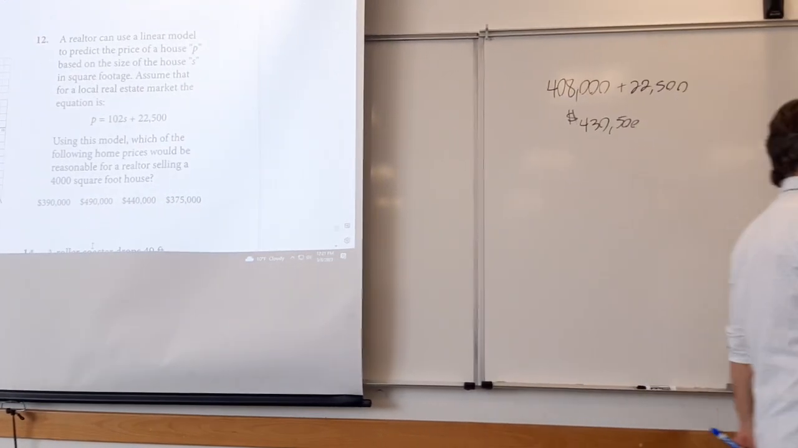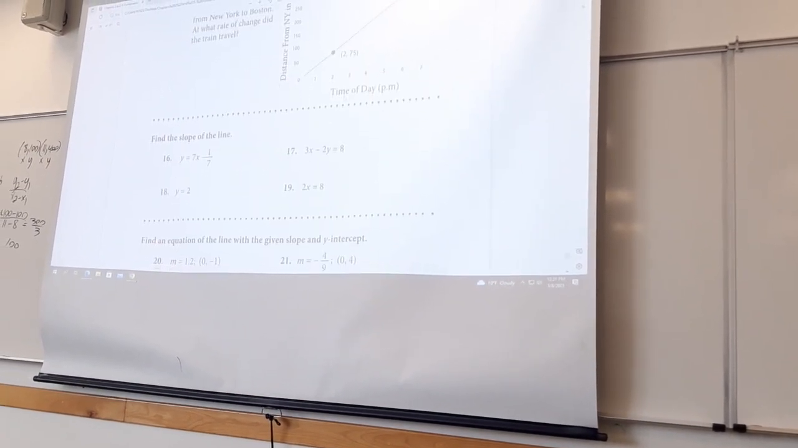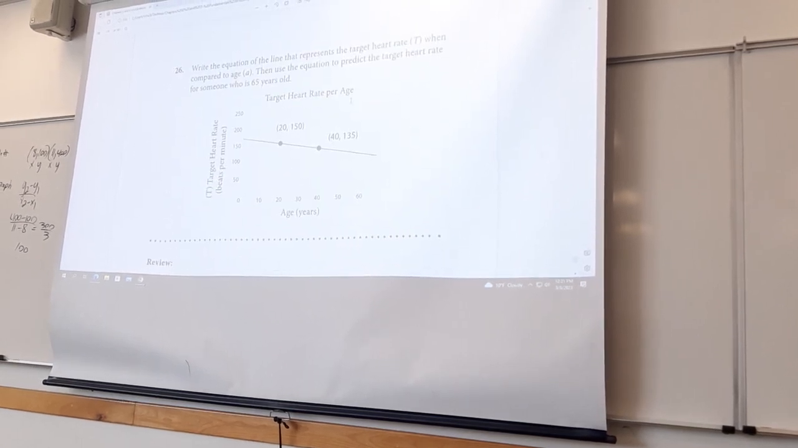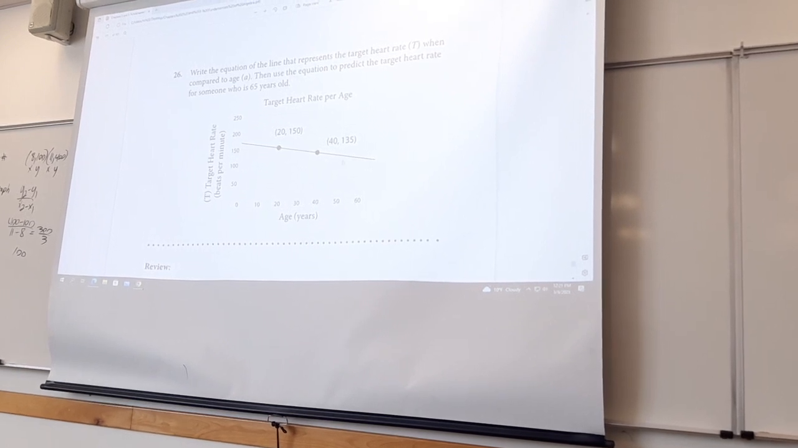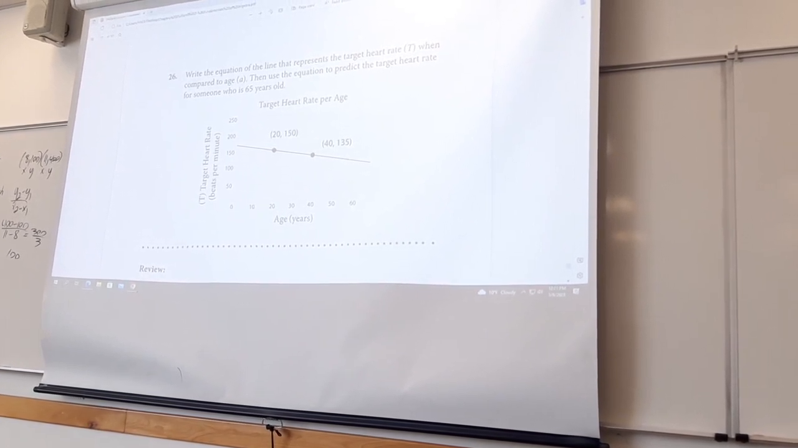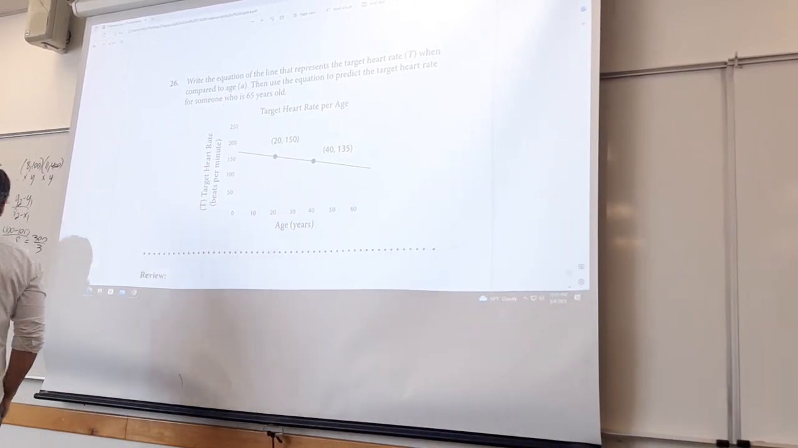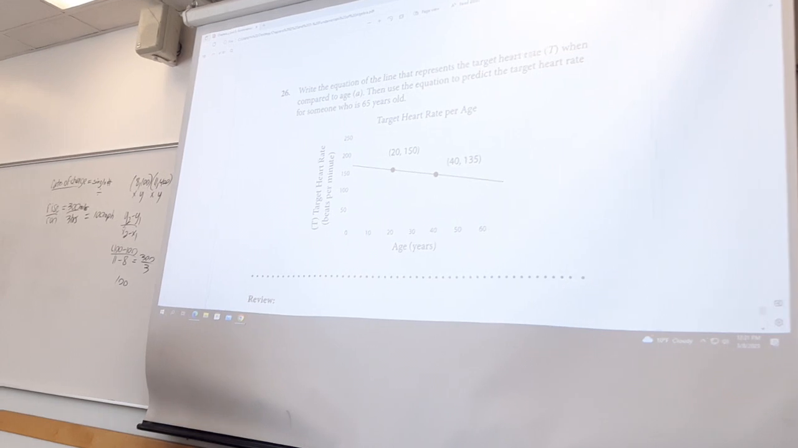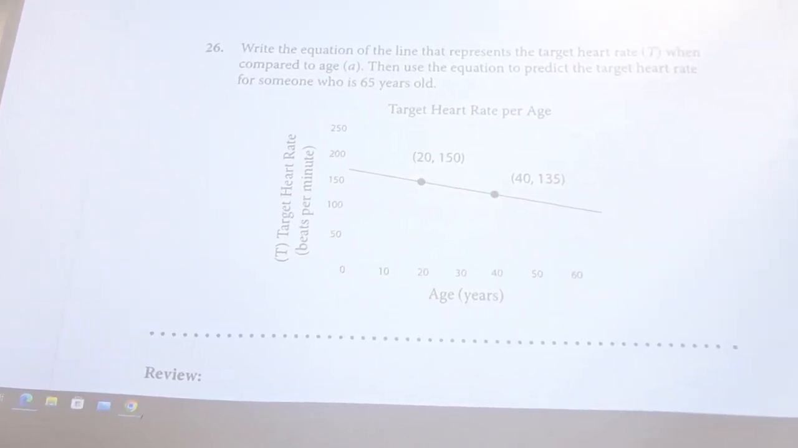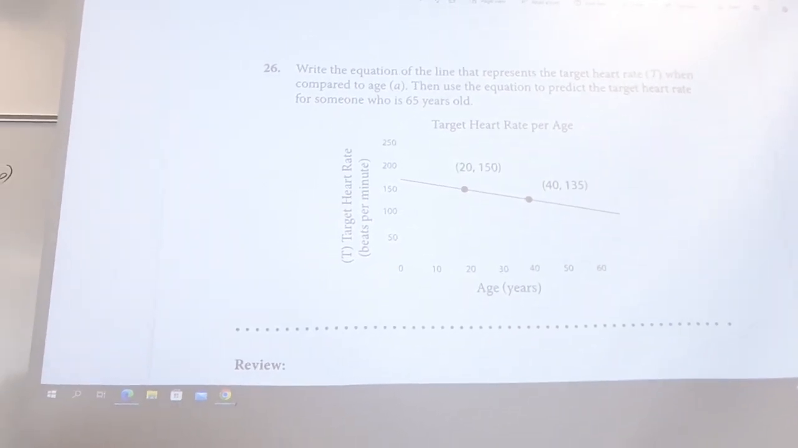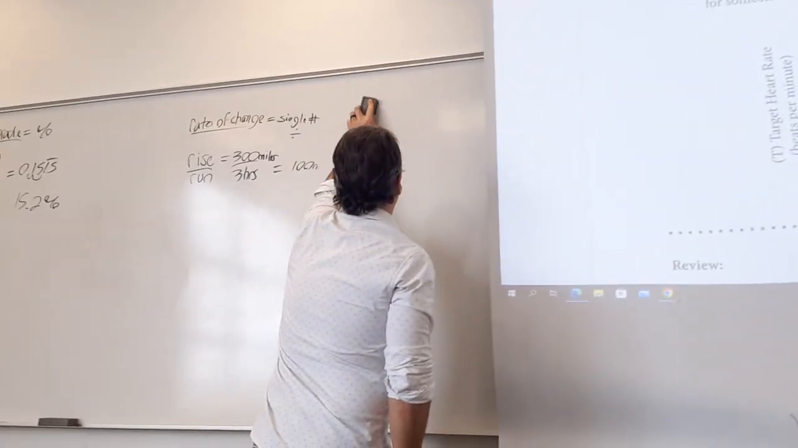Okay, next problem that is on your practice test, similar to the test, is the target heart rate problem. You had one of these in your homework for section 3.5. I want to do this one together right now. So this is a write-the-equation-of-a-line problem. Write the equation of the line that represents the target heart rate when compared to age. Then use the equation to predict the target heart rate for someone who is 65 years old. We're going to use this board down here.